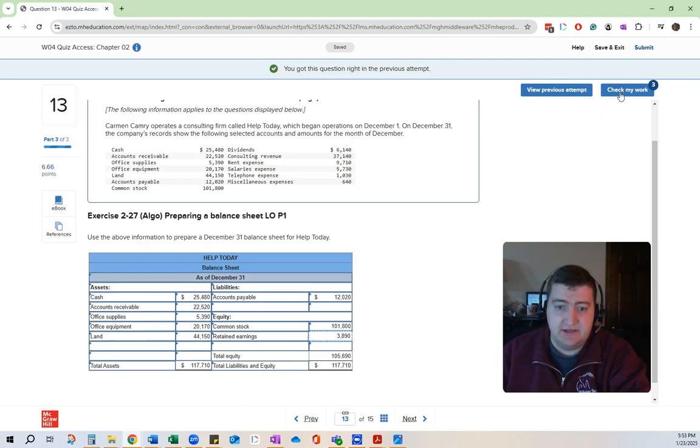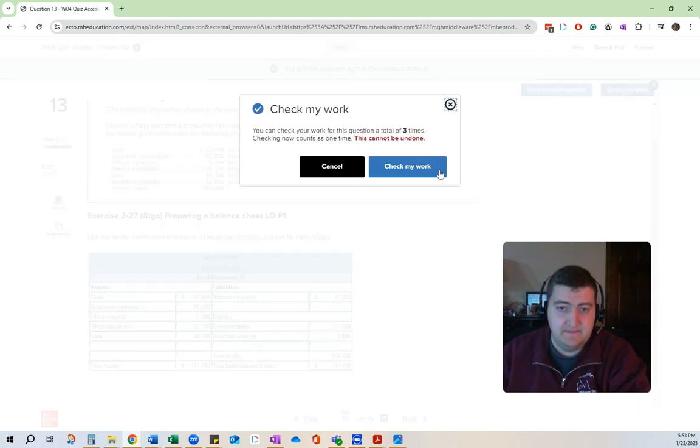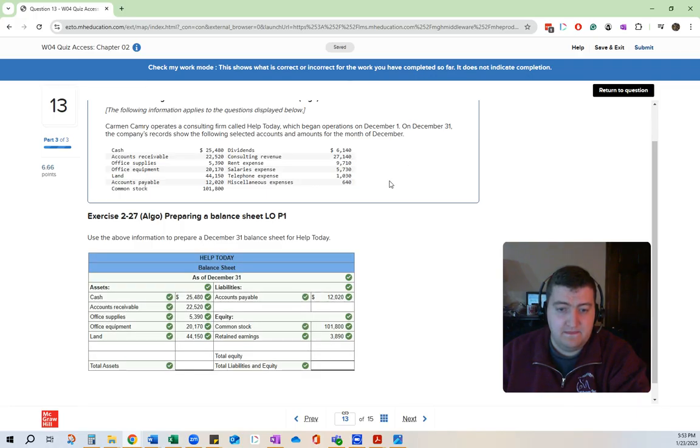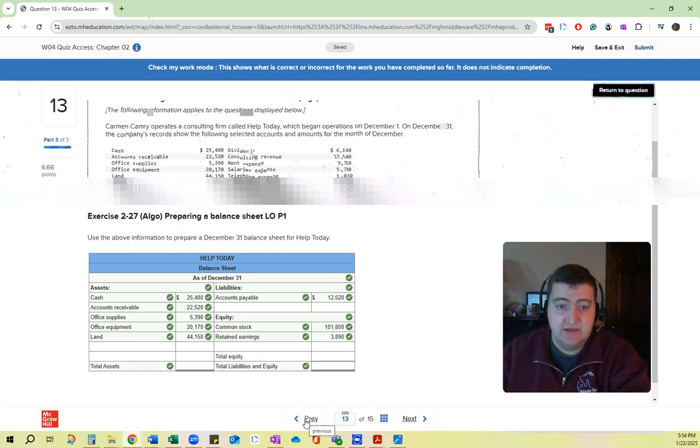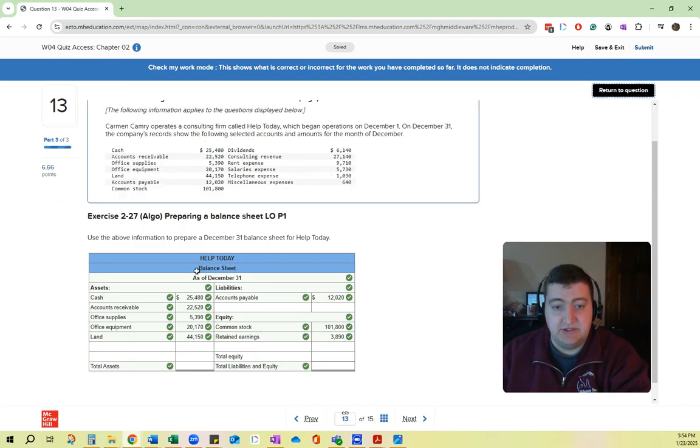So we're going to click on check again. We're going to check our answers. Again, we get all greens. So that's the step-by-step way to complete these questions. Again, you're basically just pulling this information to create the income statement, which will give you the net income, which you can then use to complete the retained earnings statement, to complete your balance sheet.